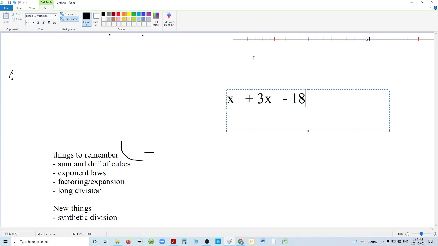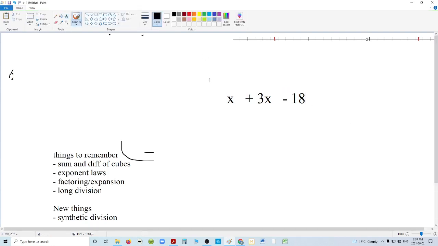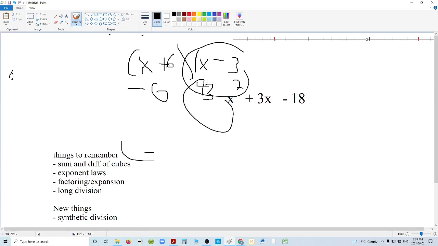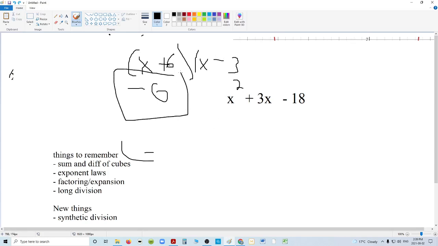We know that has factors of x plus 6 and x minus 3, which means the roots are minus 6 and plus 3. The roots are the opposite of the factors. And now we're going to learn synthetic division. So we're going to focus on minus 6.